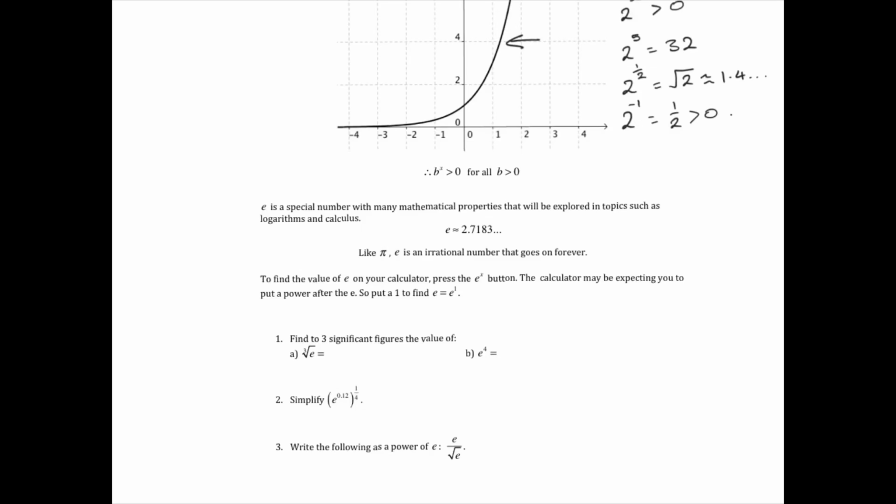To find the value of e on your calculator, you can press the e to the x button, but the calculator may be expecting you to put a power after the e. So you could put a 1, because e to the power of 1 is just e. And then if you press enter or equals, you should get 2.7183 and whatever other numbers show up.